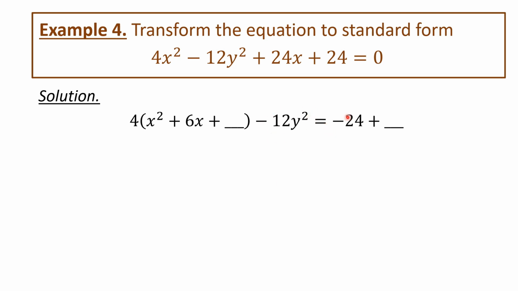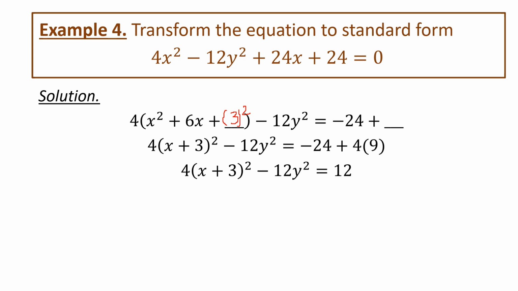So that is equal to, lipat natin yung 24 sa kabila. So we have negative 24 plus blank. Or that is now 4 times, ano ba kasi yung dinagdag natin dito? This is just equal to 6 divided by 2. So that is 3 squared. So we have 4 times (x plus 3) squared minus 12y squared is equal to negative 24 plus, so 3 squared is 9 times yung 4 pa natin, so 4 times 9. Or that is now equal to 4 times (x plus 3) squared minus 12y squared equals 12.